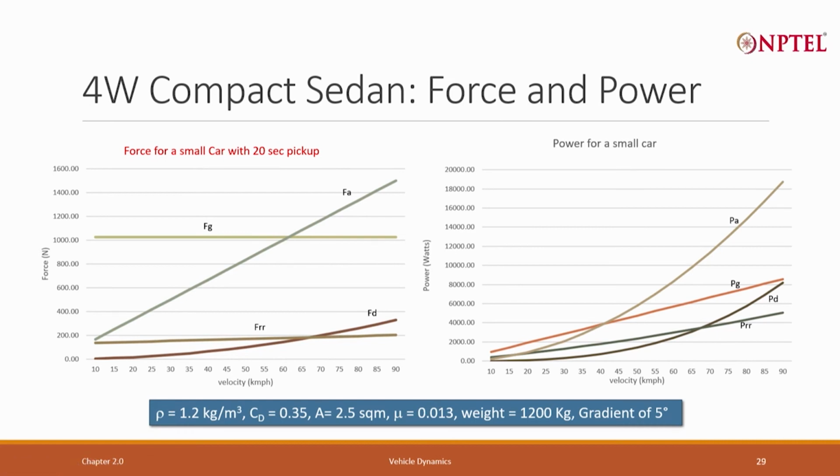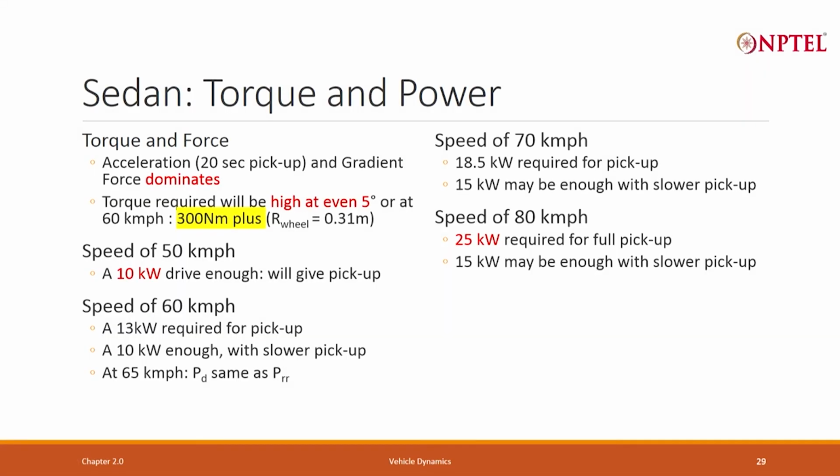At 80 kilometer per hour, you suddenly require almost 15 for acceleration plus drag and rolling resistance, so you require a 25 kilowatt motor. 15 kilowatt may be enough if you are not willing to have very fast pickup. So, the new e-Verito has about 25 kilowatt motors. It all comes from these numbers.